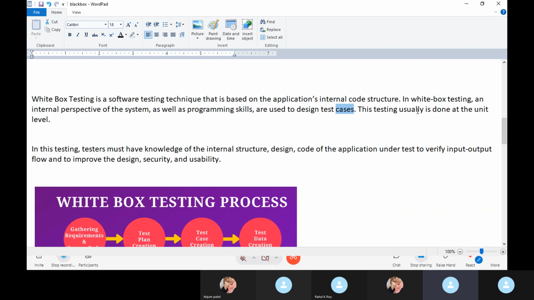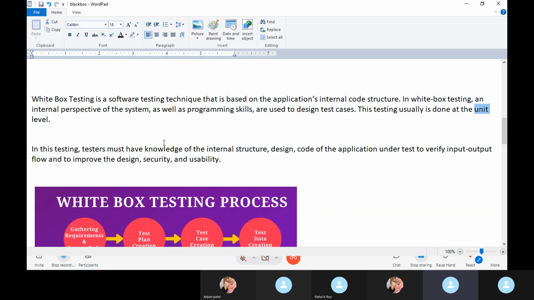This technique usually is done at the unit level. So if you read this definition again, you will understand it is talking about programming and about unit level. And you know who does the unit testing? Developers. So white box testing is done by developers, not by testers. This is the basic difference. Black box testing is done by the testing team and white box testing is done by the development team, where programming skills are required and it is basically done at the unit level. That means white box testing comes under unit testing.